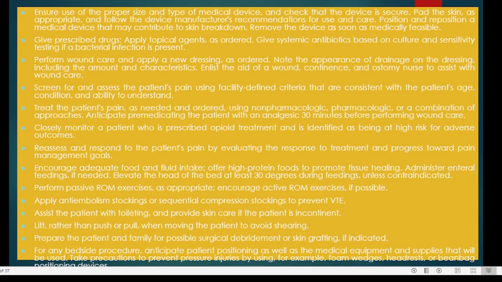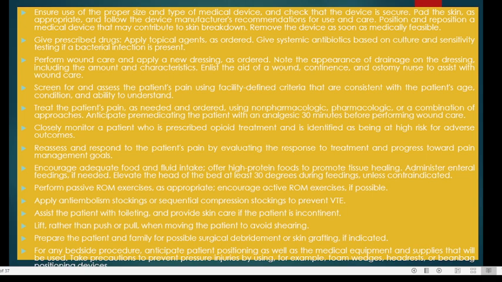You need to perform passive range of motion exercise as appropriate and encourage active exercise if possible. Apply anti-embolism stockings or sequential compression stockings to prevent VTE. Assist the patient with toileting. Provide skin care if the patient is incontinent. Lift rather than push or pull when moving the patient to avoid shearing. Okay, you lift the patient. Don't push, nor pull.